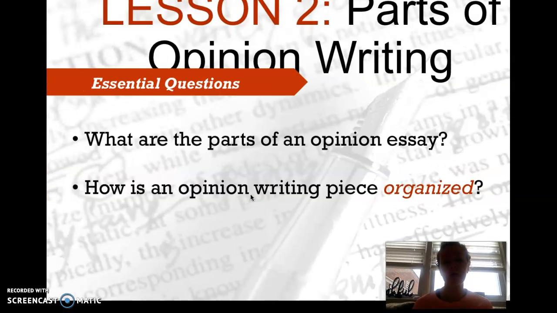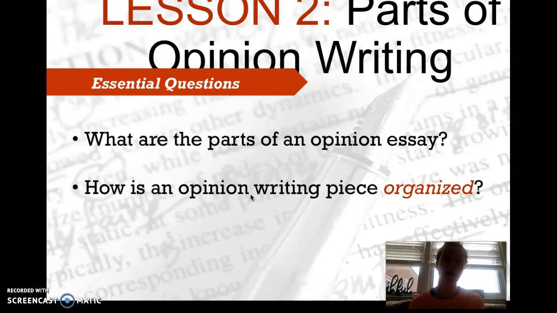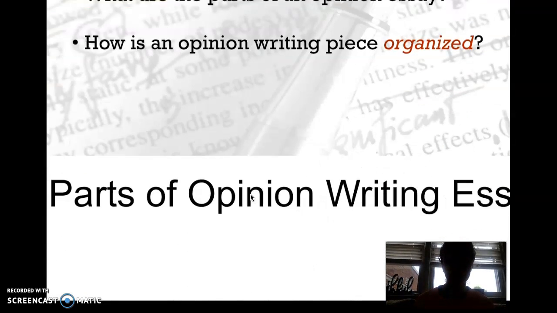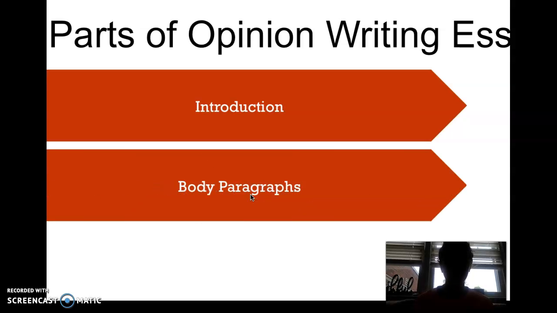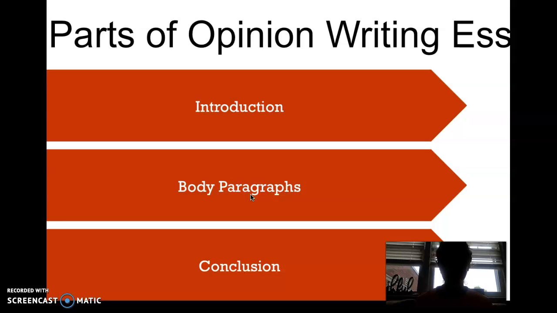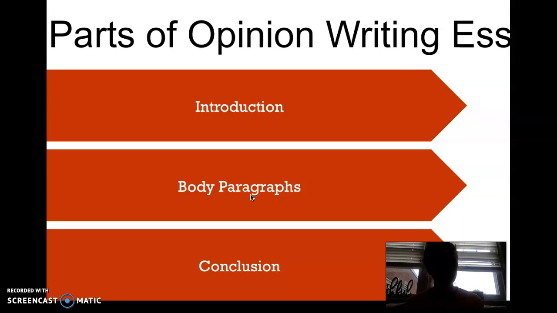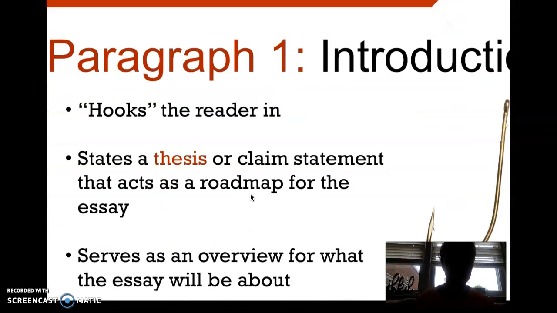So we're going to now go into parts of opinion writing because we are going to write a couple opinion pieces. So what are the parts of an opinion essay, and how is an opinion writing piece organized? You have an introduction, you have body paragraphs, and you have a conclusion. Your introduction is usually where you state your opinion. Your body paragraphs, like last week when we did this, are reasons why you have that opinion and evidence of why that opinion is a good one. And your conclusion usually is when you restate your opinion.